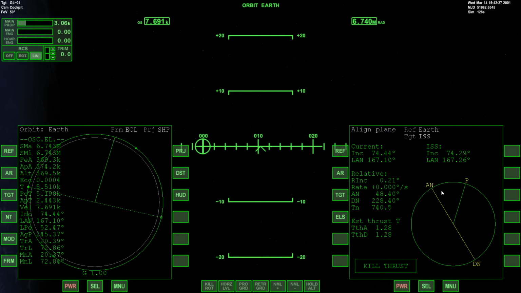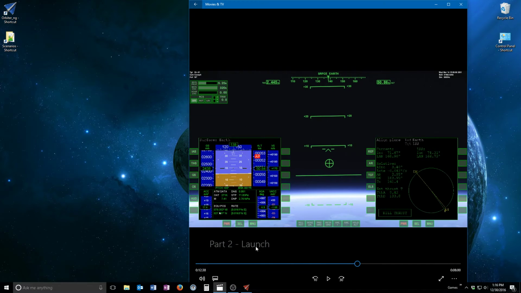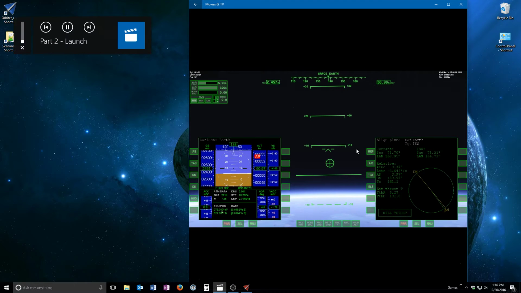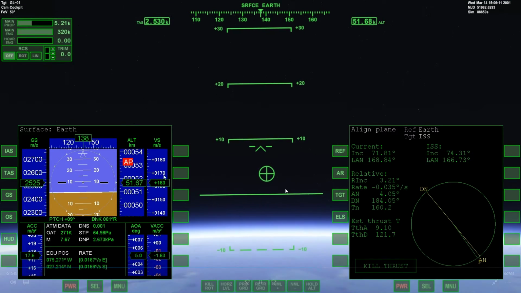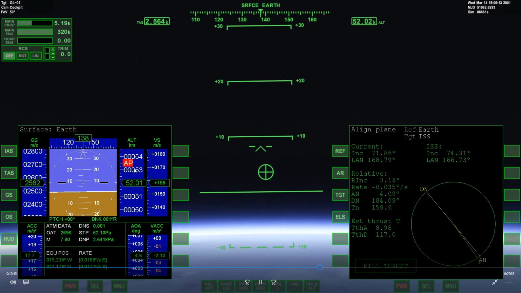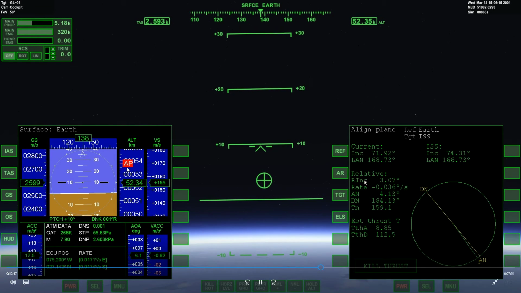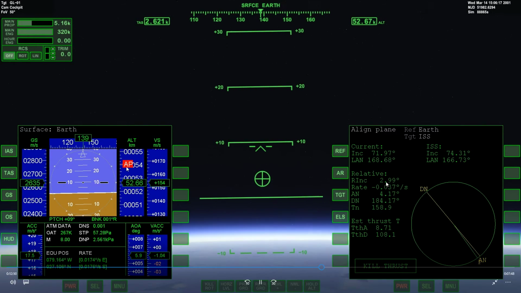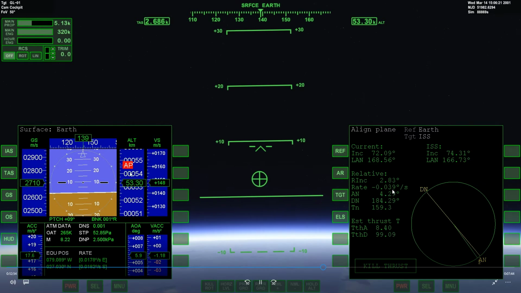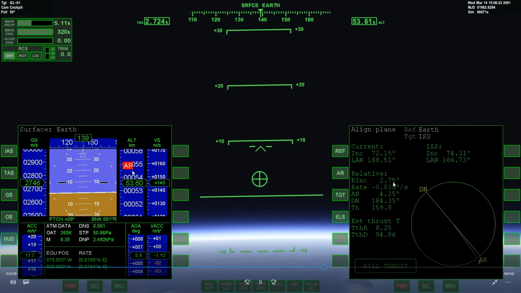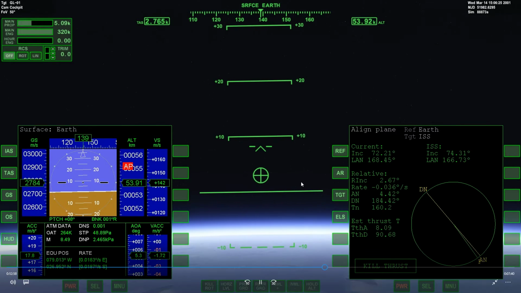But let me just pause this very quickly and hop out of the simulator for just a moment. And I'm going to play this video that I made, the previous part. And you can see that as we're launching here, over on the Align Plane MFD, relative inclination is decreasing, and look right below it. The rate of change, it's a negative number. It correlates to relative inclination decreasing.